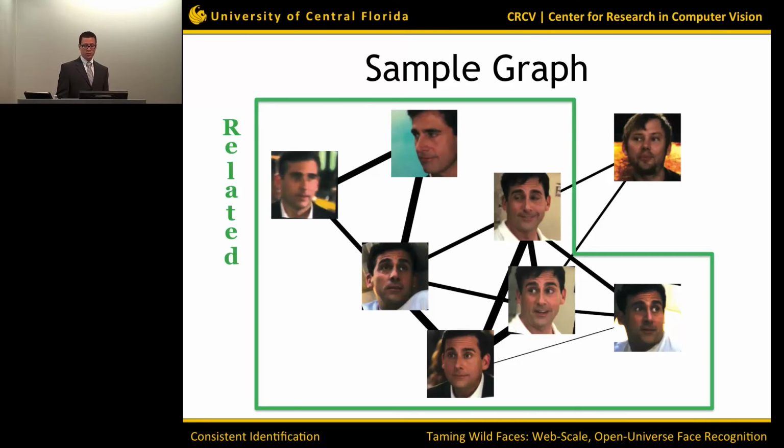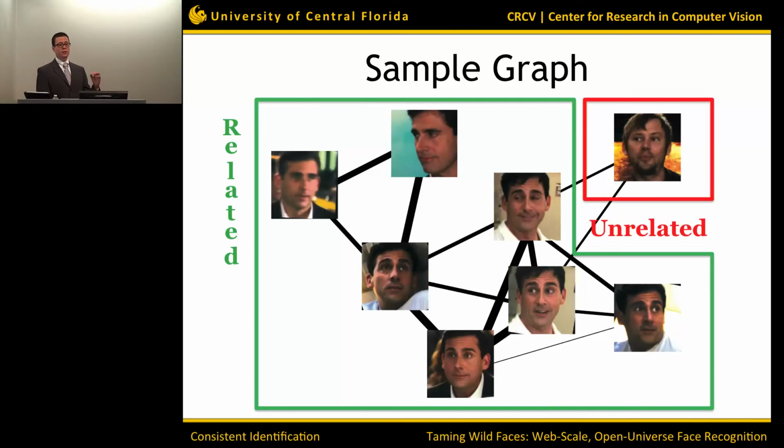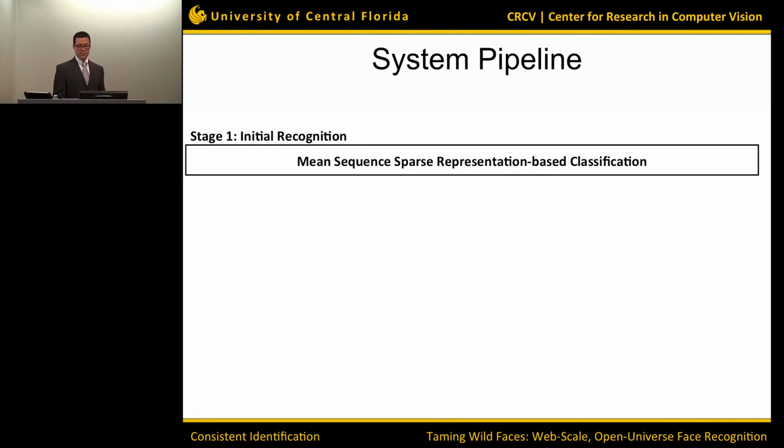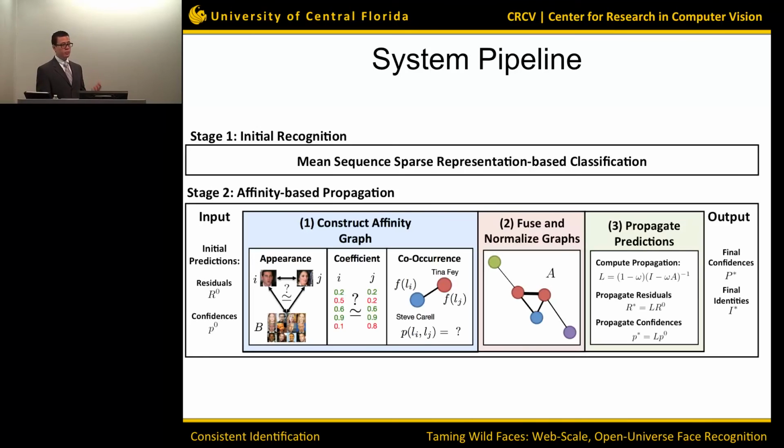You can see Steve Carell's pictures are all related via this strong edge. This was automatically generated with our method, and the unrelated face has a weak edge. So what we propose is a two-stage algorithm where we first do initial recognition using MSSRC, and then on top of that we do affinity-based propagation, where we encode the relationship between all the face tracks within a scene or even a video so that we can share the information throughout.